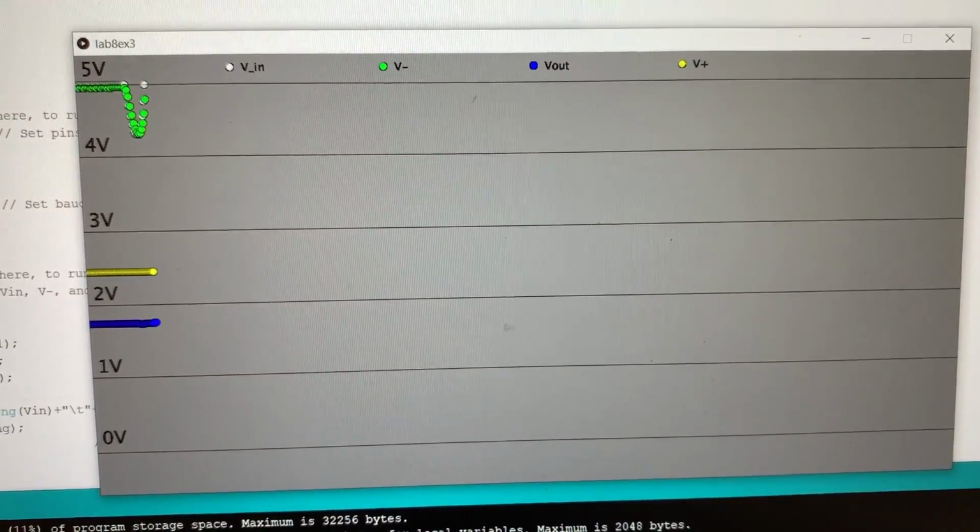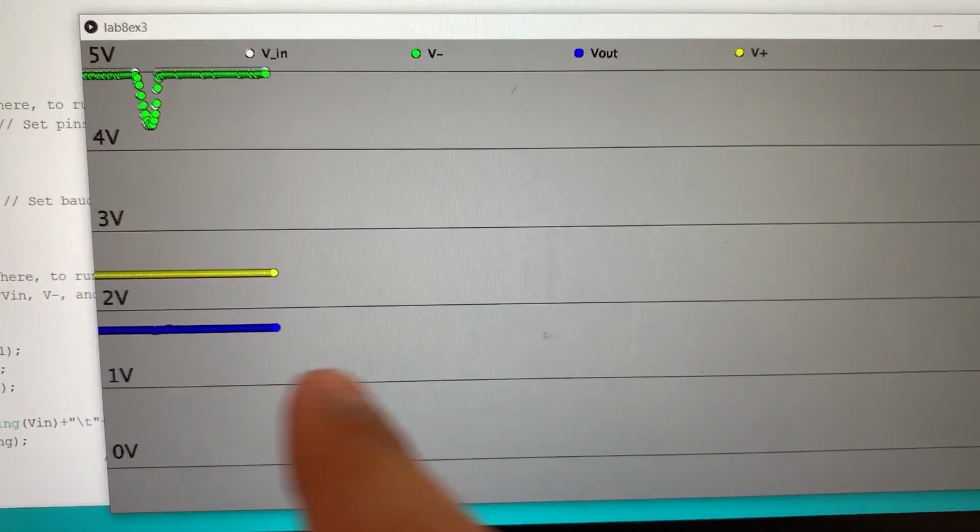Lastly, another thing to notice is that when V in is at 5 volts, V out is steady here at 1.8 volts.